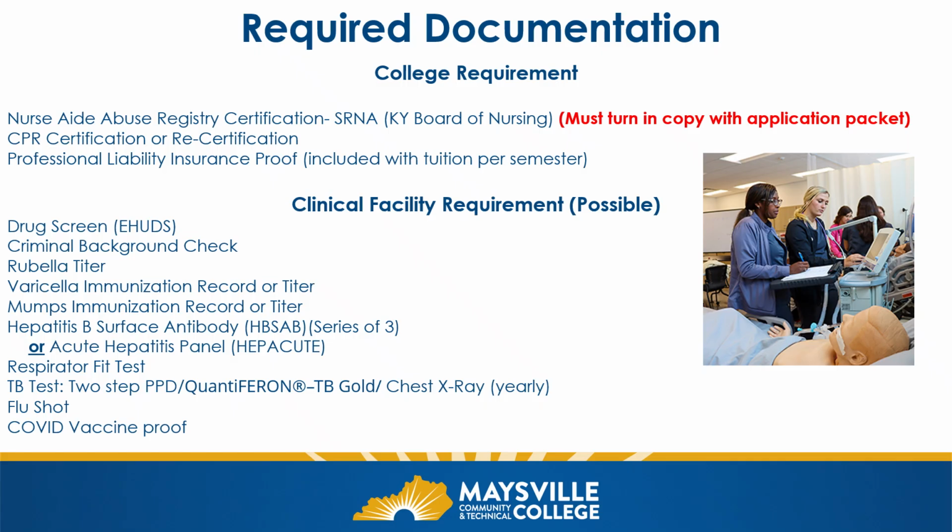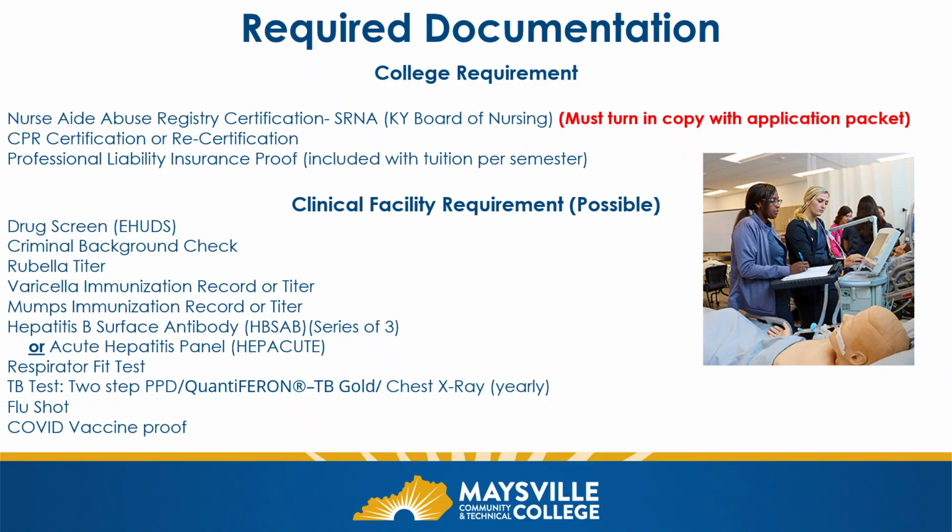So just please look at your CPR certification and make sure that it has infant, child, adult, and AED. The next is professional liability insurance proof. We include that with your tuition each semester. It's about $11 a semester, so know that you do have that, and we just automatically include it in your tuition, so that makes it easier for everyone to make sure that we have that paid.